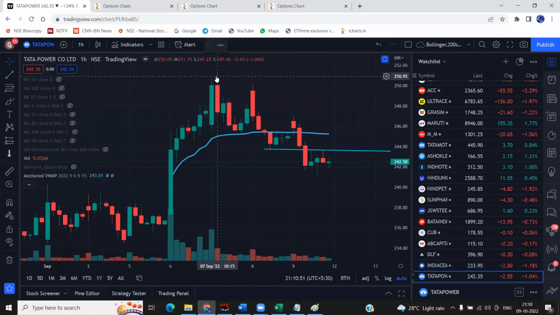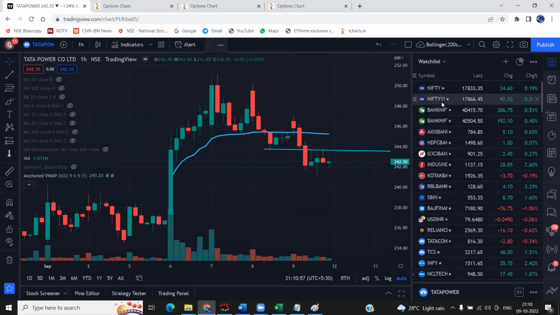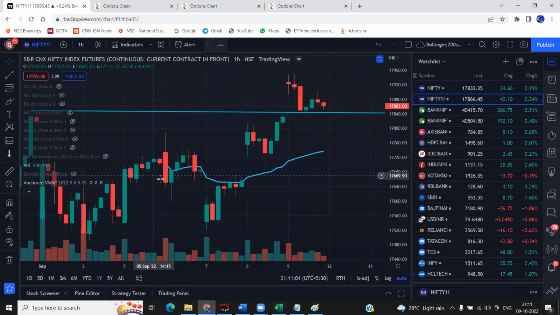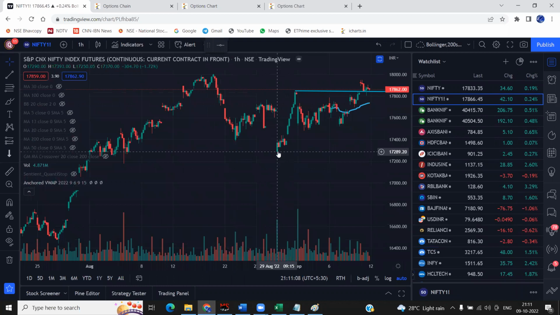Suppose if you take it from this high. So what was the high here? Say if I take any other stock, that will be much better. Say Nifty or Bank Nifty. Yeah. The move started from this level. Note the time, 29th of August, 9:50.